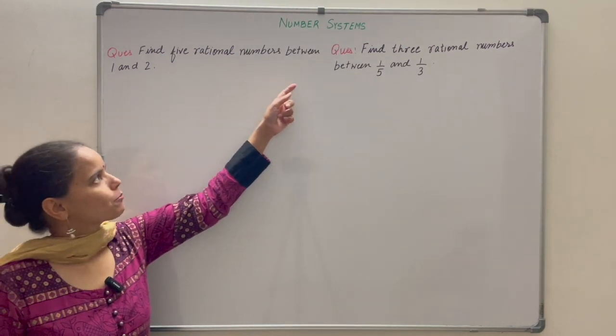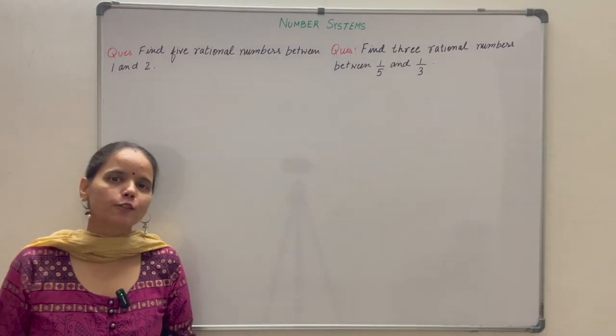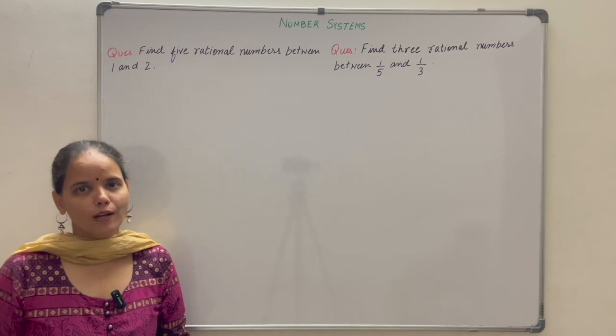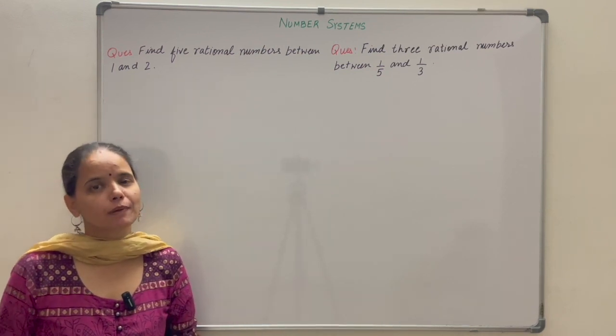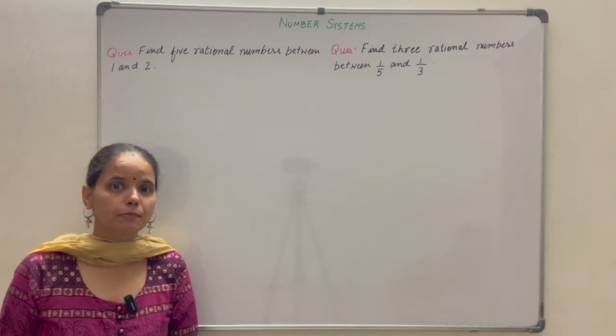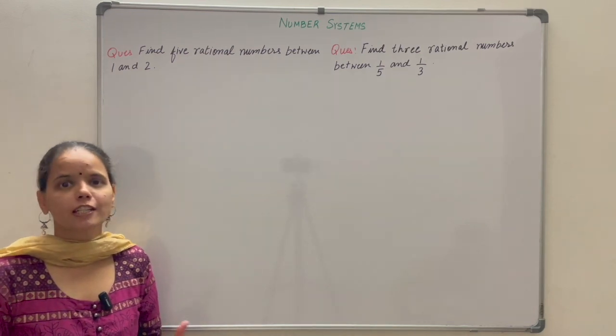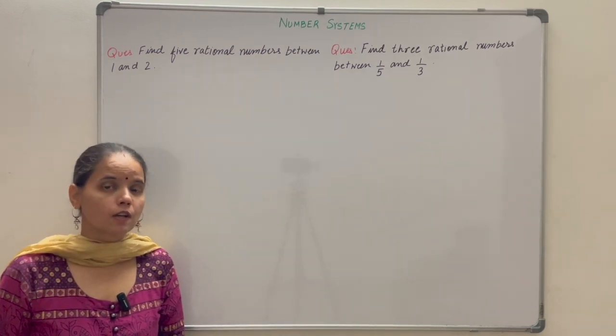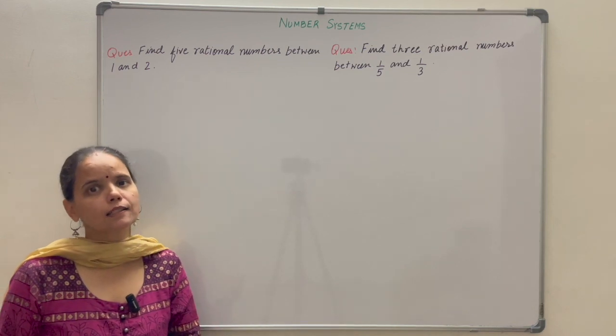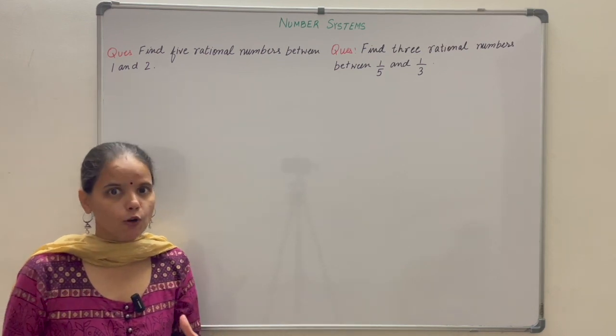Find 5 rational numbers between 1 and 2. So you have to find out 5 rational numbers between 1 and 2. For that, we are going to use the arithmetic mean concept. What is the arithmetic mean concept? Sum of all observations divided by the total number of observations. So when you use this, you get exactly a number which lies between all the observations.